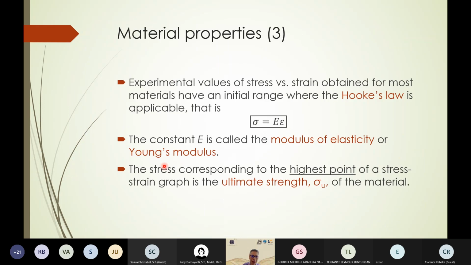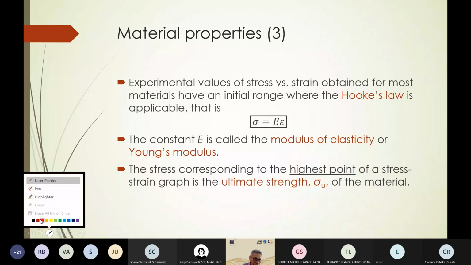From experimental values, we obtain one of the important parameters, that's the modulus of elasticity. The modulus of elasticity is the ratio between stress and strain. Let me draw here. I hope I can draw.